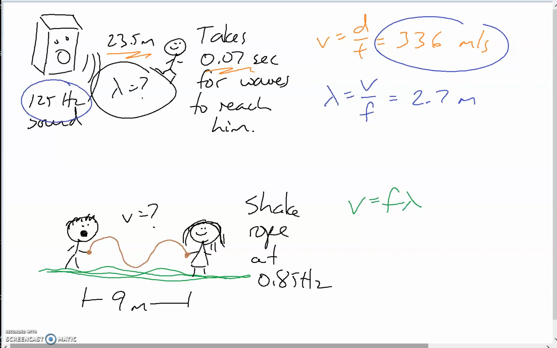That's not 9 meters. If I start here, this would be one wave, one complete cycle, and then I've got half a wave. So that's actually 1.5 waves. If I divide the 9 by 1.5, I can see that my wavelength is actually 6 meters. So here's my frequency, which I had to begin with, and I've got my 6 for my wavelength. I'll multiply my 0.85 times my 6, and I get a v of just over 5 meters per second. So that's how fast the waves are going on the rope.